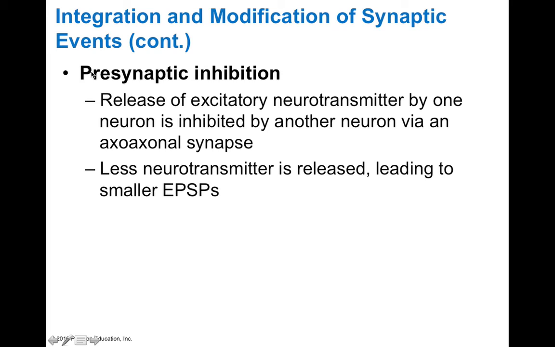Now, what can also occur is presynaptic inhibition. This is when the release of excitatory neurotransmitter by one neuron can be inhibited by another neuron through an axo-axonal synapse. So what's pretty cool here is that you can block the excitatory effect of one neuron by causing inhibition by another.